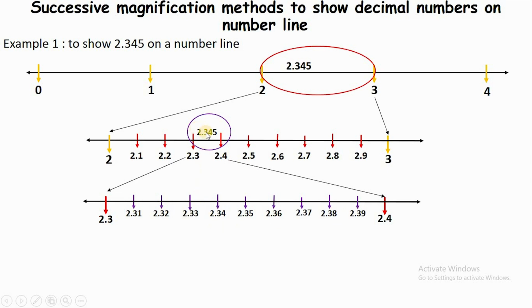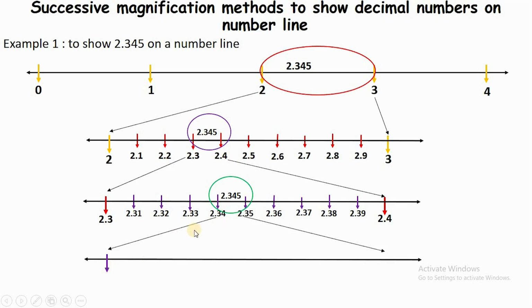So now this number 2.345 lies between 2.34 and 2.35, since 2.345 is more than 2.34 and it is less than 2.35. Again, we are going to zoom in this portion of the number line between 2.34 and 2.35. So here we'll write 2.34 and here we'll write 2.35. Now this is a zoomed in portion.